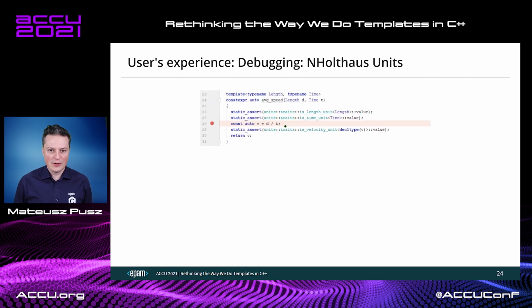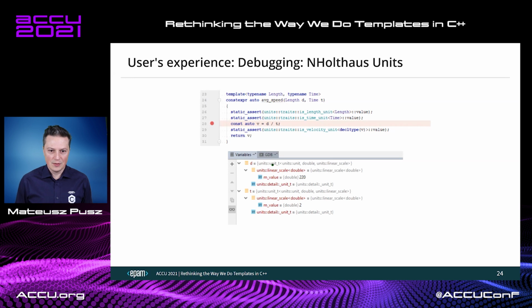The same case is for the other library. For the mp-units one, again, the IDE provides the information that D is just a unit of double of linear scale, and T is also a unit of double of linear scale, and we don't have any information what the dimension is here, what the unit is, and so on. Because the type is too long for the IDE to present in a nice way for the user. So the IDE chose to shrink the type here in order to fit in the graphical user interface box.